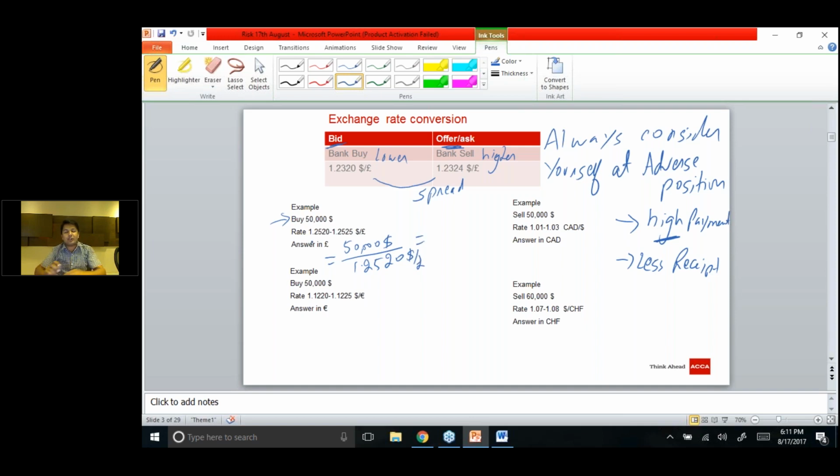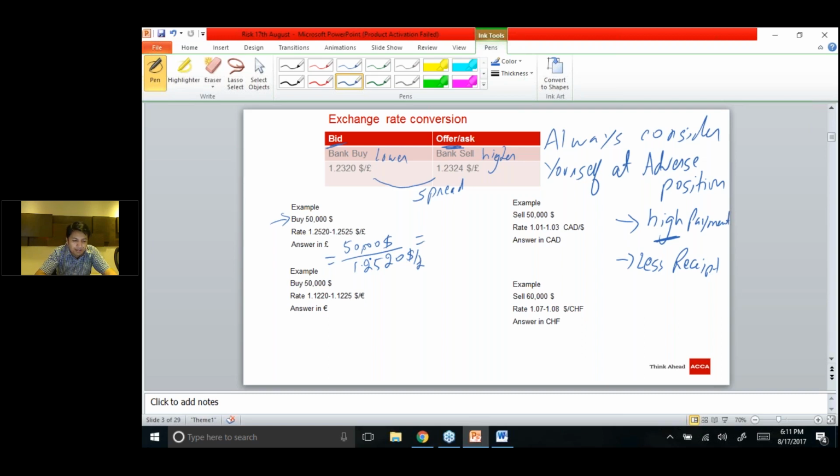Whenever you buy any currency, you have to pay, and the principle was, if you are going to pay, you have to pay more. So how are you going to get a high number? By dividing with the lower number. So $50,000 will be divided by $1.2520 over pound.